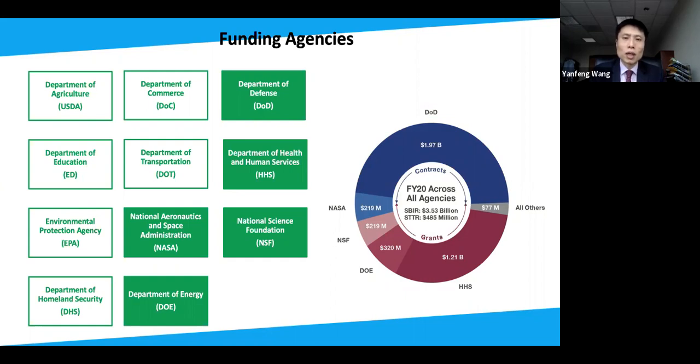The structure for NIH is that NIH has more than 20 institutes. The largest one is NCI, the National Cancer Institute. They each come up with their topics, and NIH brings them together and manages SBIR and STTR together in a coordinated way.